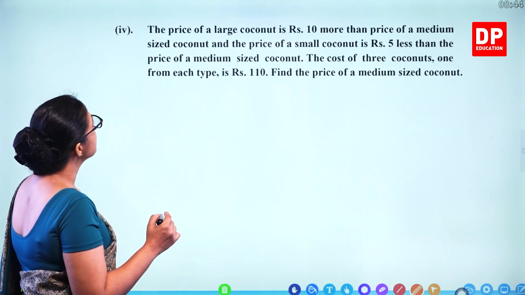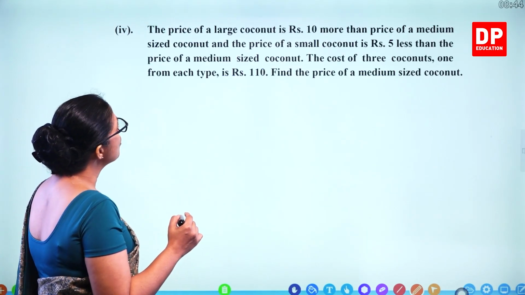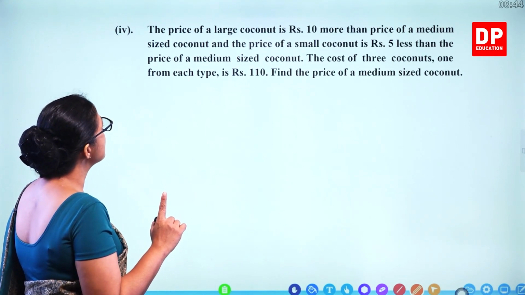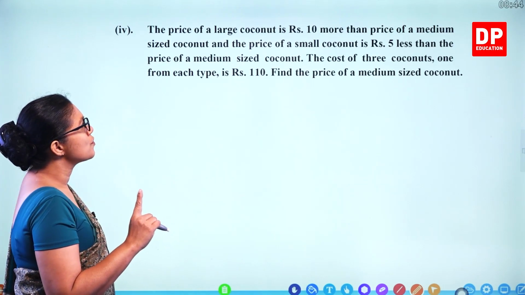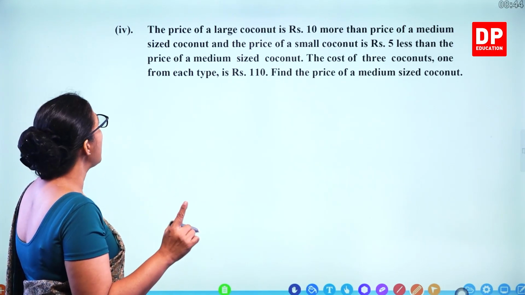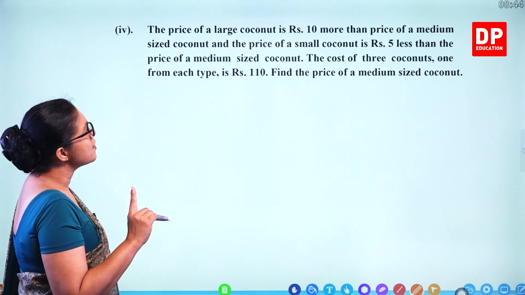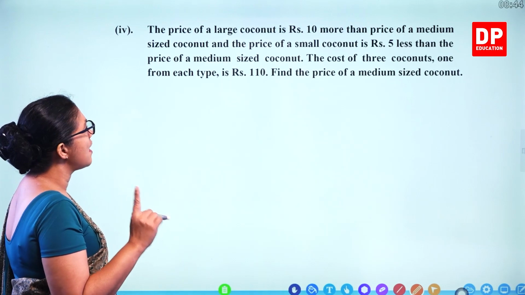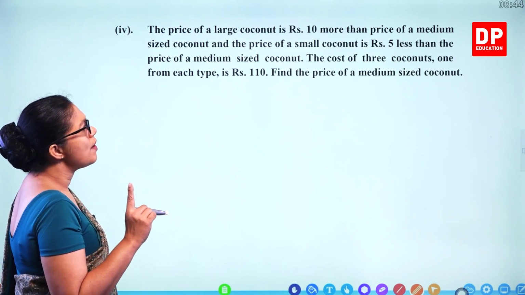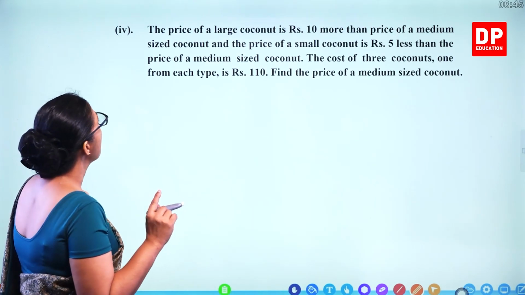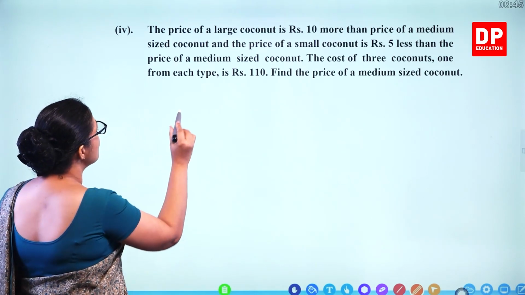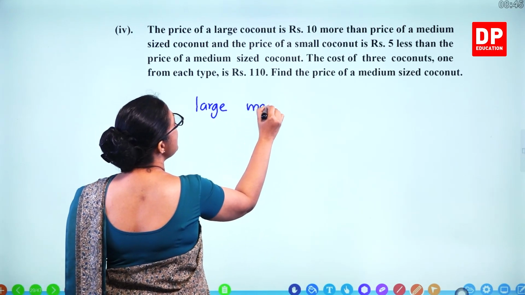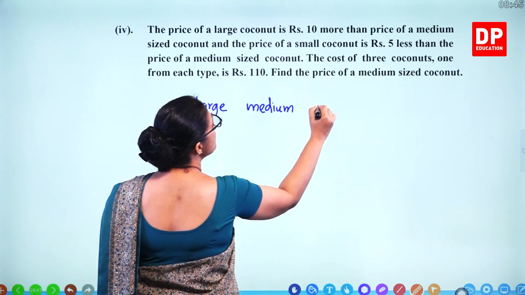And the last part. The price of a large coconut is 10 rupees more than the price of a medium-sized coconut, and the price of a small coconut is 5 less than the price of the medium-sized coconut. The cost of 3 coconuts, one from each type, is 110. Find the price of a medium-sized coconut. So you have to read it carefully. So what are the sizes? Large, medium, small.